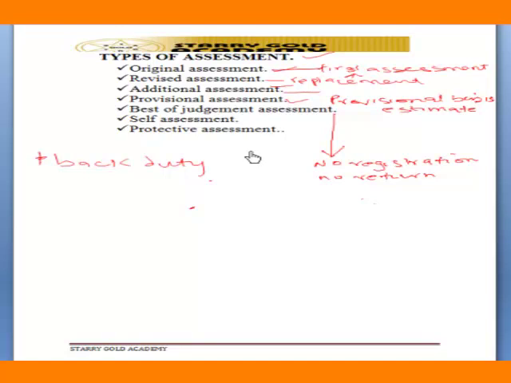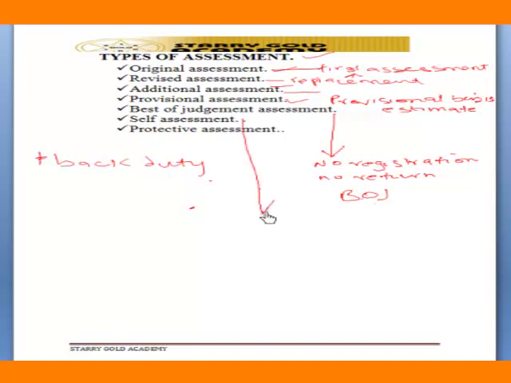So where it happens, it is the best of the inspector of tax's judgment to estimate the assessable profit, and capital allowance claimable is done. It is also referred to as BOJ. The popular name is BOJ, Best of Judgment Assessment.